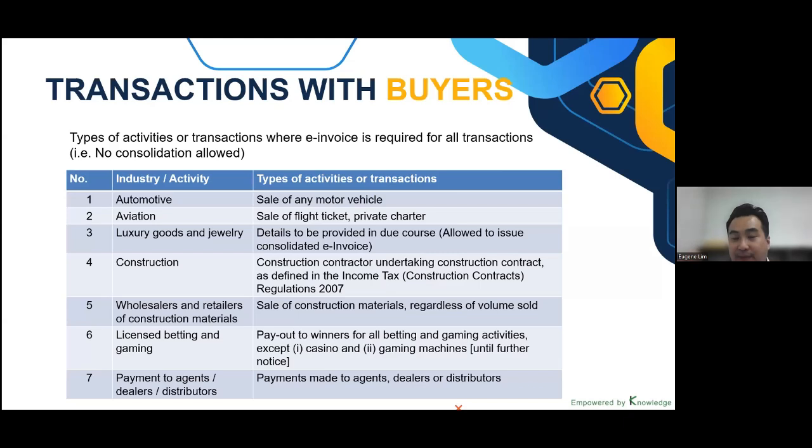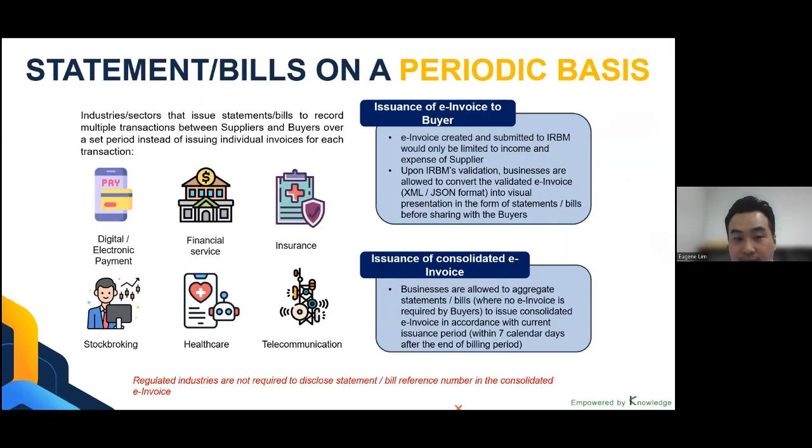You are allowed to issue e-invoice to SHOM or Hari Raya, but SHOM or Hari Raya cannot practice self-bill e-invoice if you already issued an e-invoice. If you didn't issue an e-invoice, they will practice self-bill e-invoice.